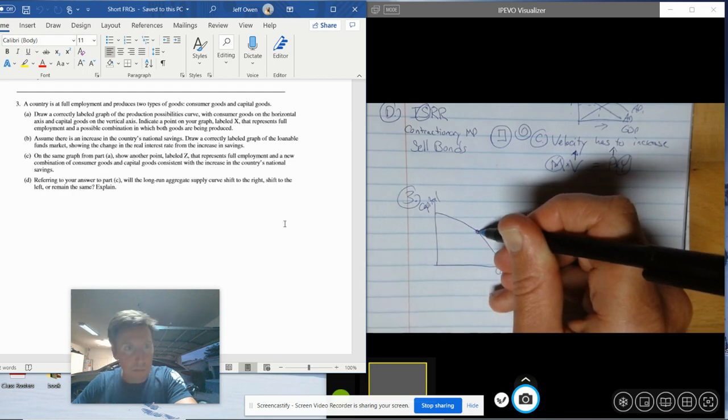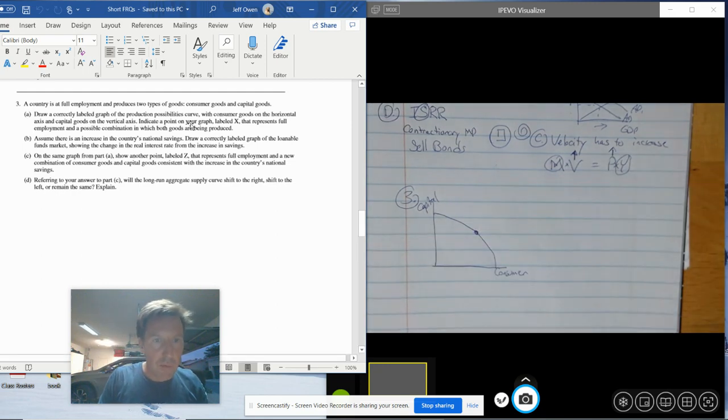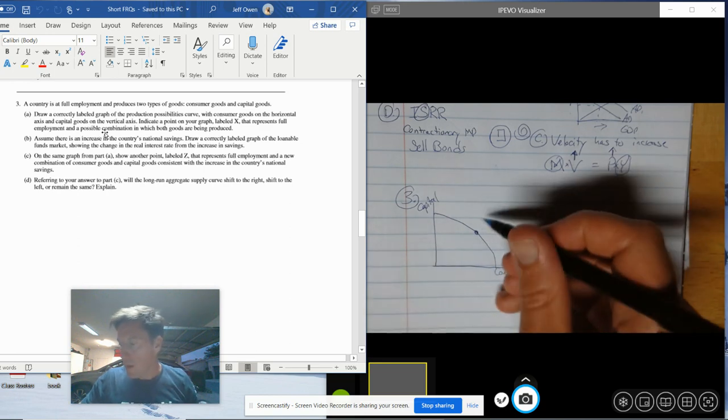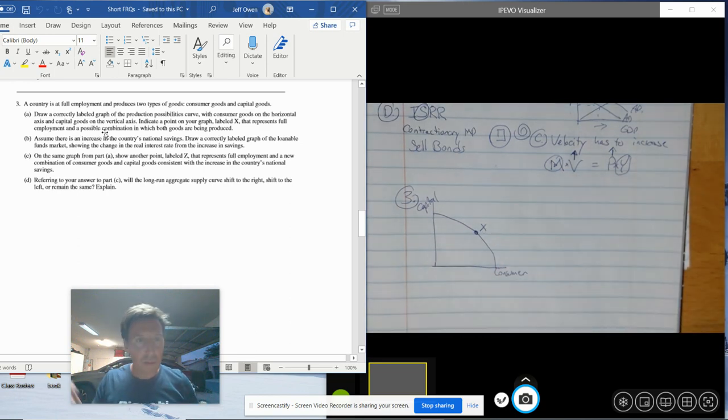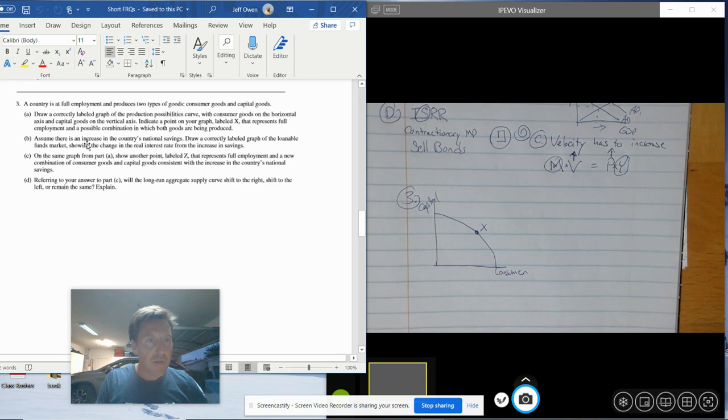Any point? Sure. So indicate a point on your graph, label X, that represents full employment and a possible combination. That is definitely a possible. It's right in the middle. Everyone's happy. Assume there's an increase in the country's national savings.